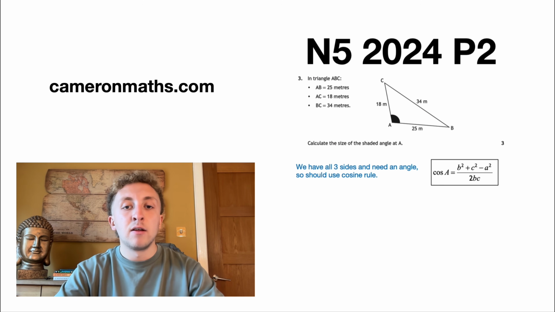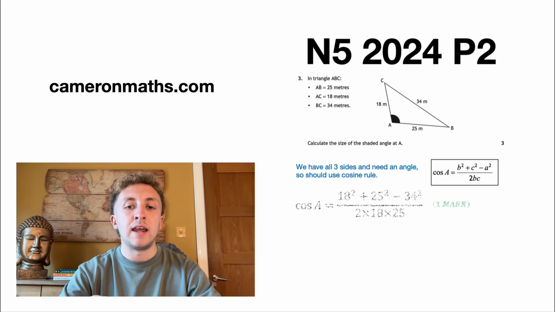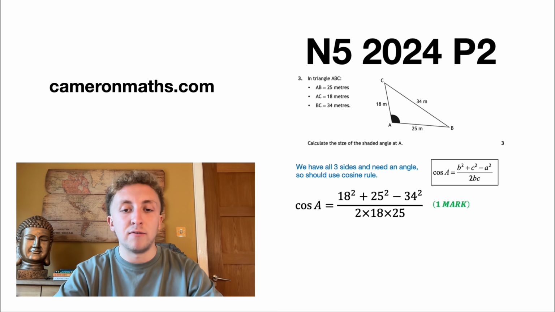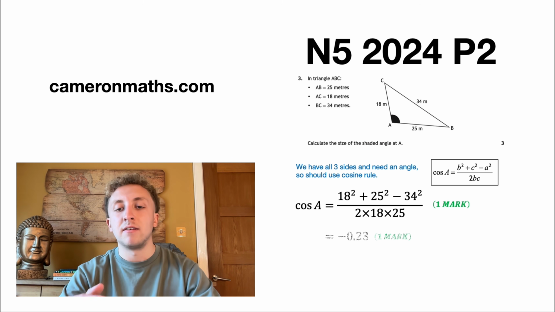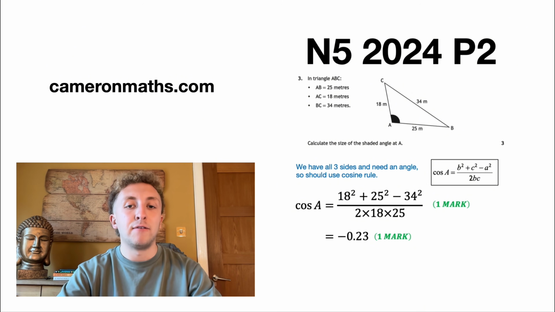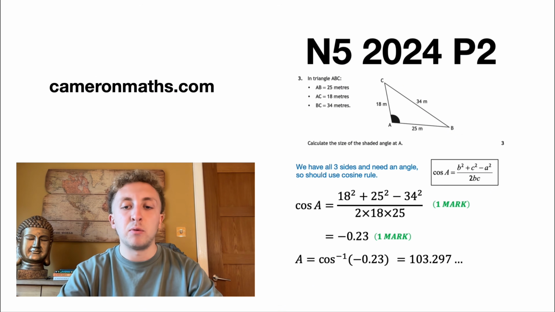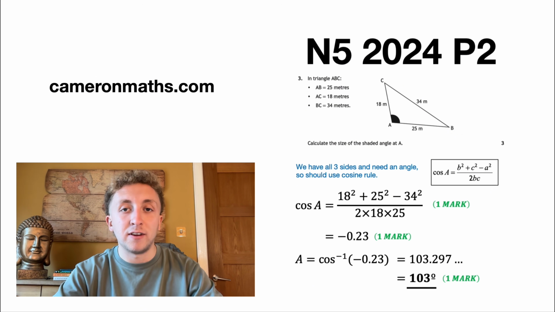So we can find the cos of angle A by doing 18 squared plus 25 squared minus 34 squared over 2 times 18 times 25. In the calculator, that comes to negative 0.23, and then to find the angle A, we need to do the inverse cos of that. That comes to 103.297, which we'll round to 103 degrees.